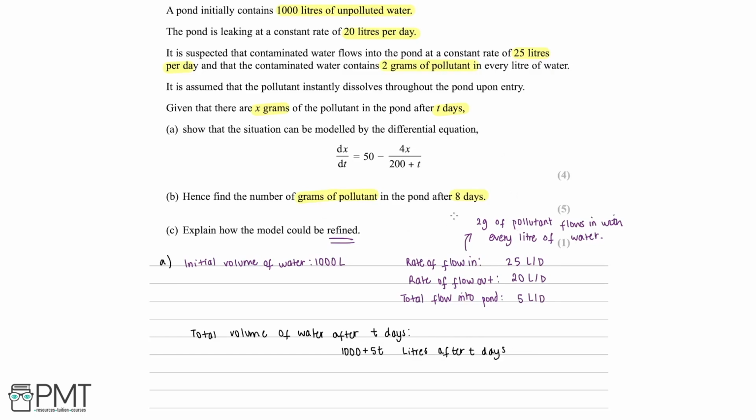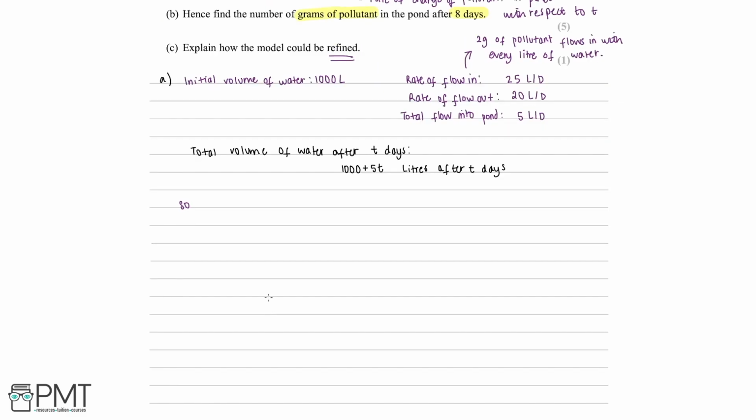Well, what else can we pick apart from this question? dx by dt is the rate of change of pollutant in the pond after t days. Using this definition, we know that the rate of change of pollutant in the pond can be represented by the rate of pollutant into the pond subtracted by the rate of pollutant out of the pond.